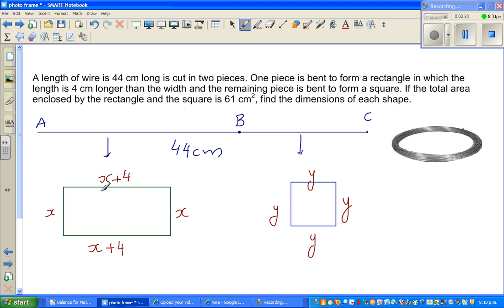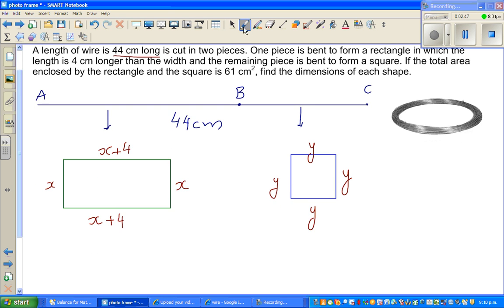Now can we use this information and relate it with 44 centimeters long? How are these values related with 44? I want you to think. You can pause if you want. So here, I think you have thought very clearly. What's the perimeter of this rectangle? You got x plus 4 plus x plus x plus 4. Adding up the boundaries will give you the perimeter.